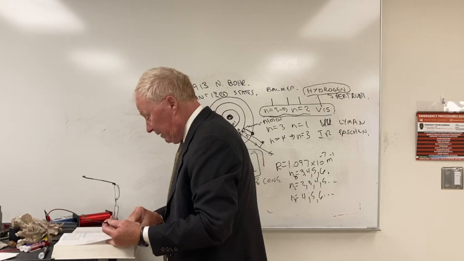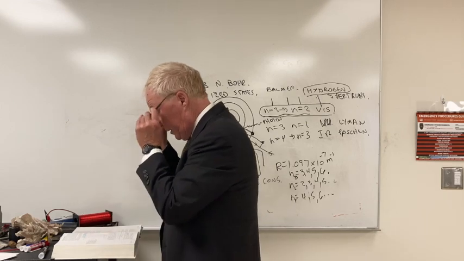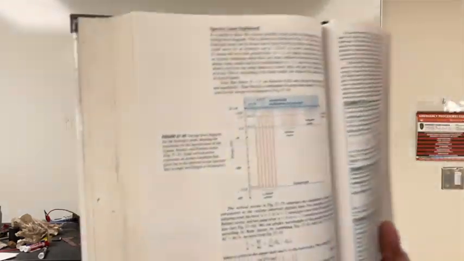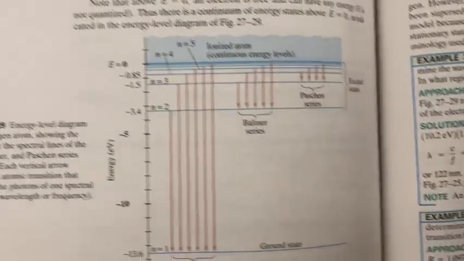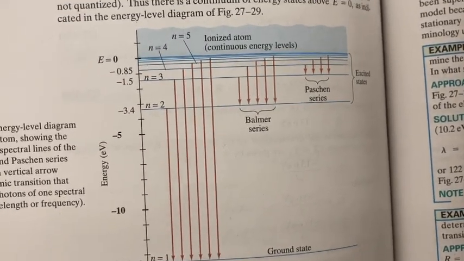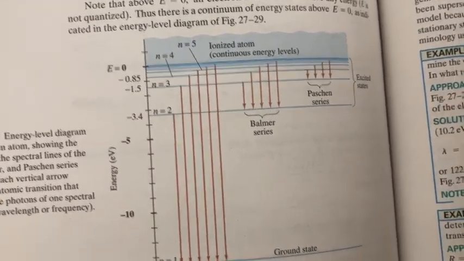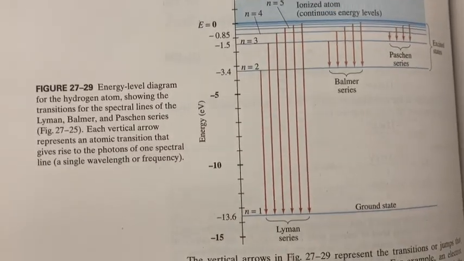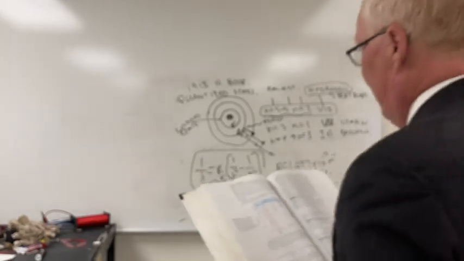We can show this a little bit clearer. This diagram in the book is very good for that. The left one is the Lyman series, going all the way down to n equals 1. The Balmer series goes down to n equals 2, and the Paschen series goes down to n equals 3.